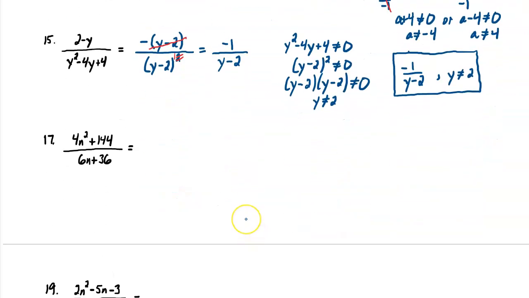Next, number 17. The first step is to factor. There's a GCF of 4. After you write the GCF, you put one set of parentheses. 4 times n squared is the 4n squared. Now, 4 times what makes 144? So I'm going to take a calculator and go 144 divided by 4 to figure out what that number is. It's 36.